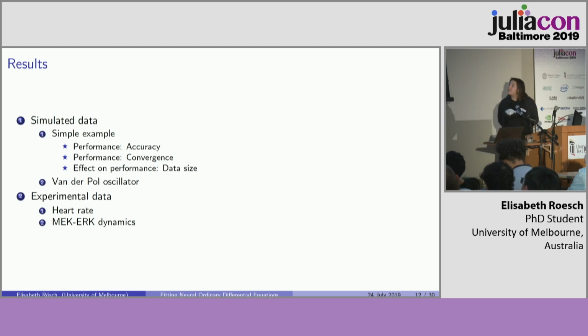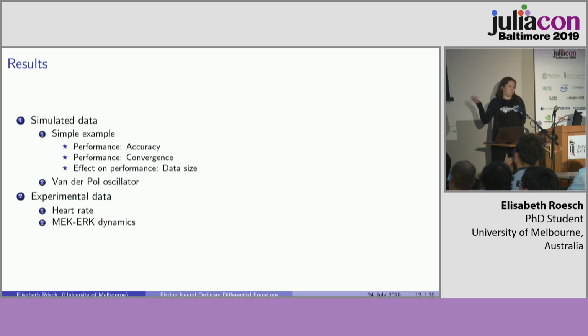So now to results. My results are structured as follows. We first look at simulated data, so I pretend to know a certain ODE, simulate observations, and then pretend not to know it and guess it again. And we will look at one simple example, which you probably will recognize if you read Chris' original blog post. And on this example, I will compare a bit of the performance, like accuracy-wise and convergence-wise. And also I will discuss a bit the effect of data size on the different methods.